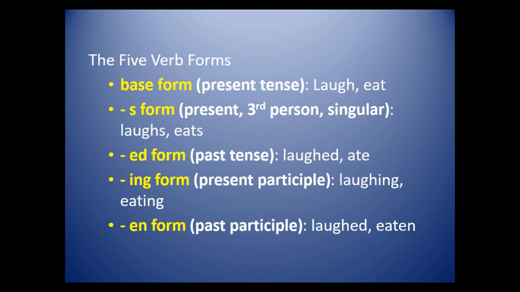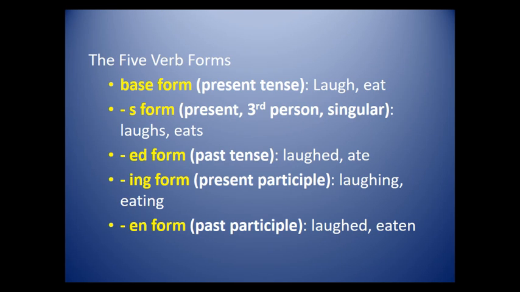We also have an ED form. Now, not every verb literally takes an ED. So we can take laugh and turn it into laughed, but there's no such word as eated. And so you have to say the word ate. So it's the ED form, even though it doesn't really have an ED added to it. But that would be our past tense. We also have the ING form. We can have laughing and eating. We call those the present participle form.